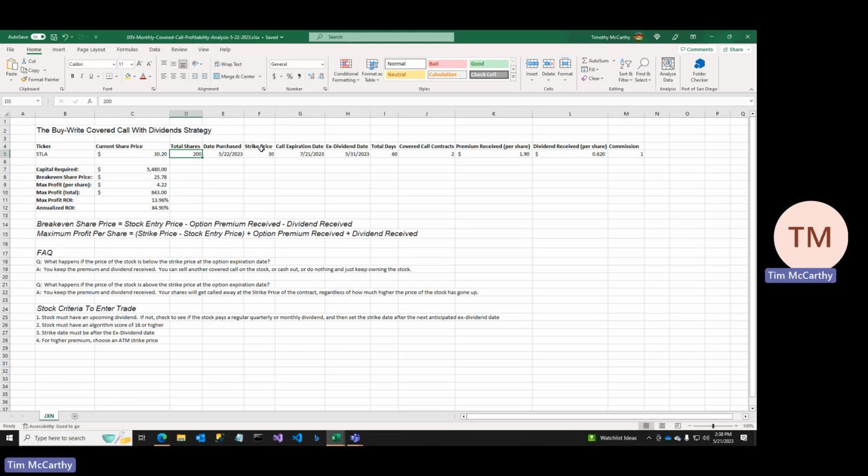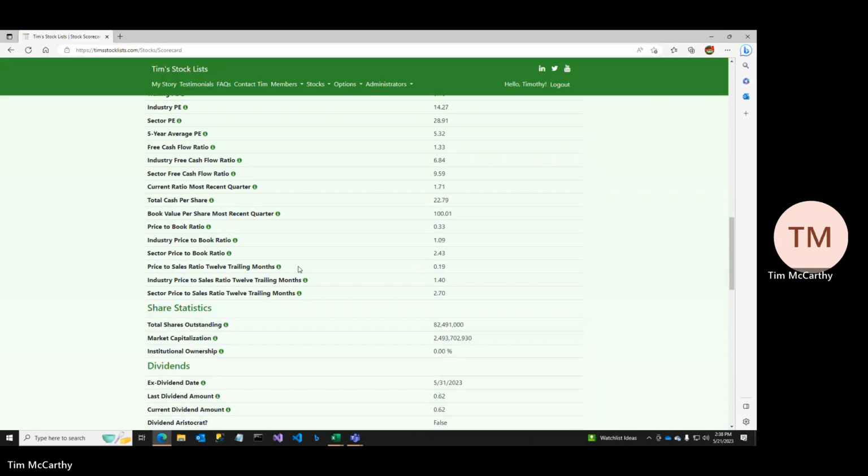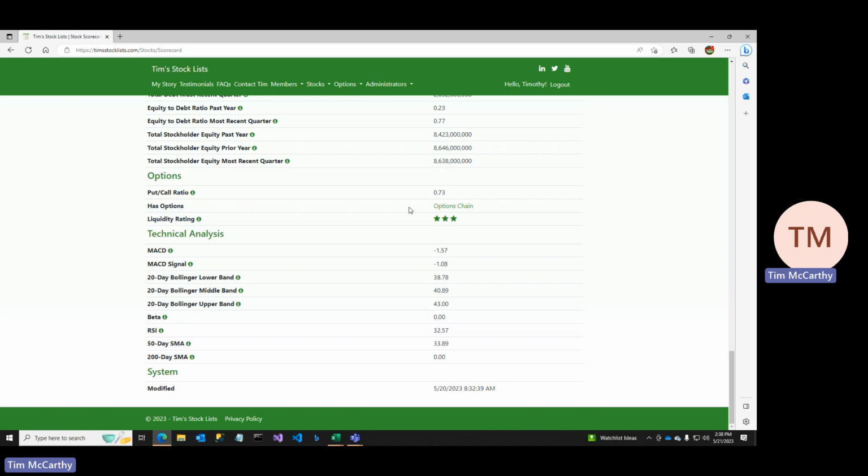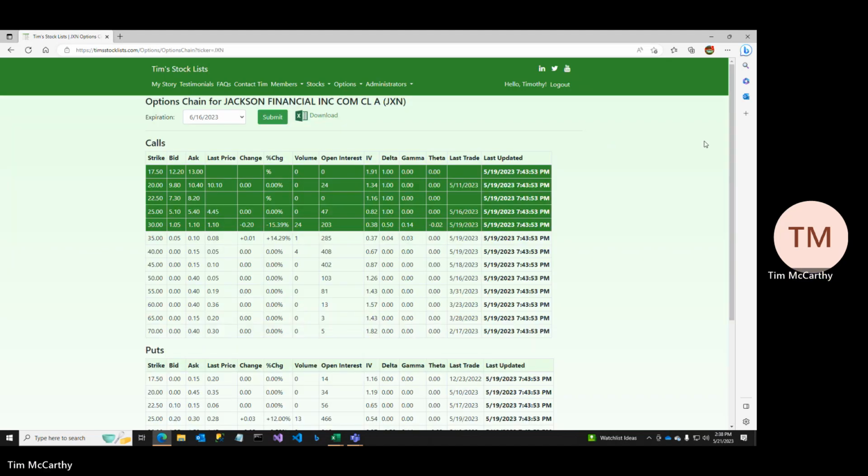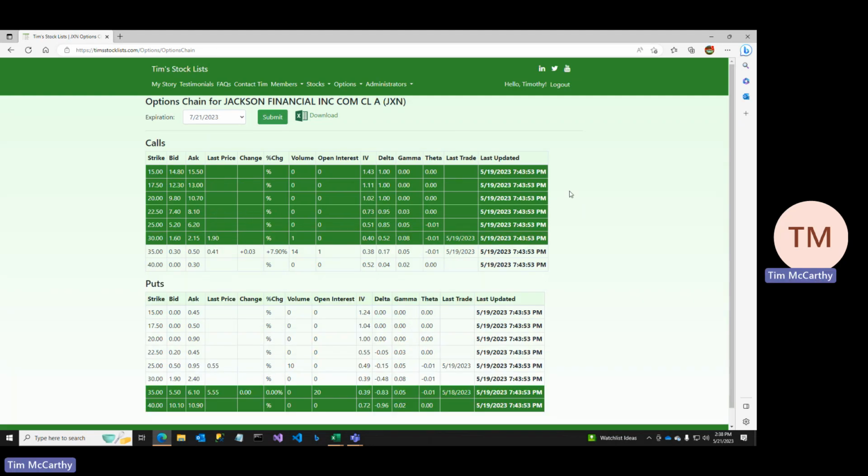So this is an interesting thing here. I'm going to go in the money. Now let's take a look at that. I go to their options chain. They've got a $5 spread, and let's go to July 21st.